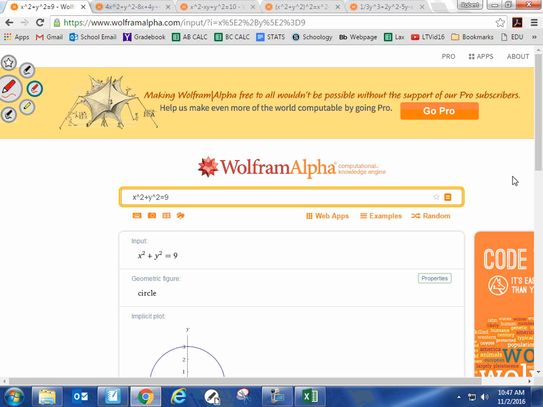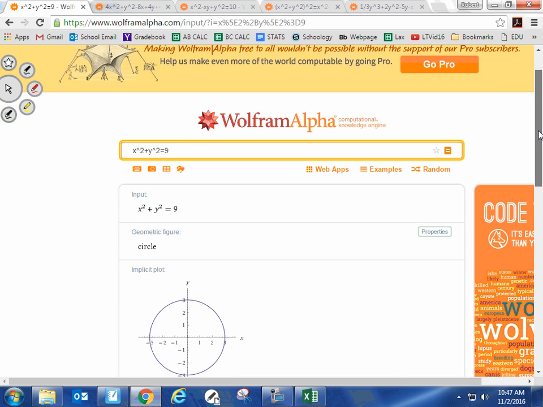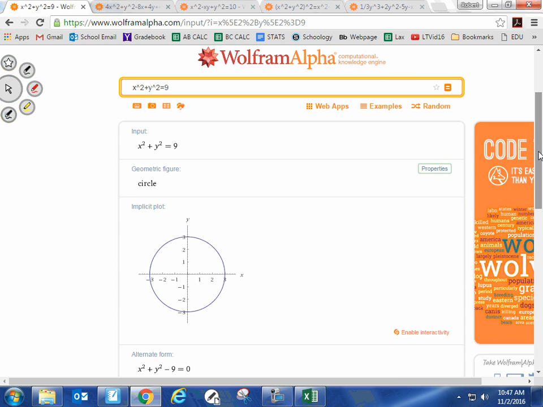Here are some equations that we're going to look at today. X squared plus y squared equals 9 is just a circle. These are all the possible xy solutions to x squared plus y squared equals 9, like 3, 0, 0, 3, 2, root 5, as well as 2, negative root 5. All of these solutions to this graph look like that.